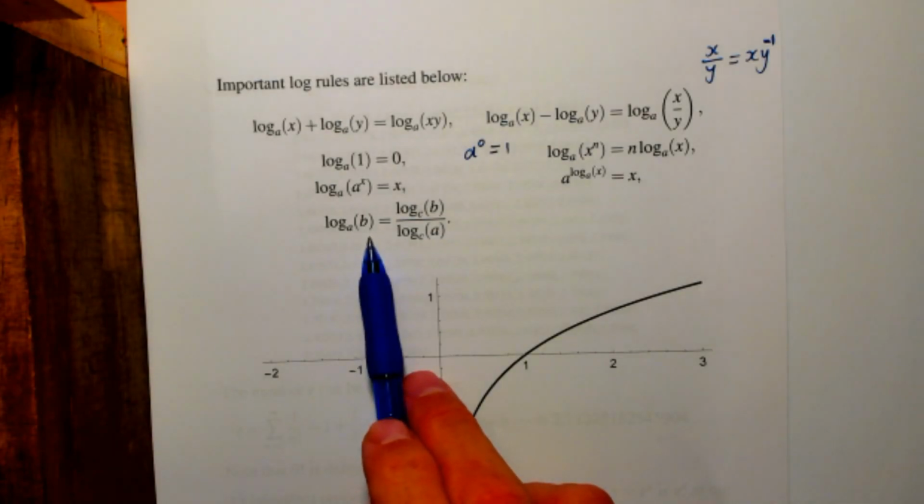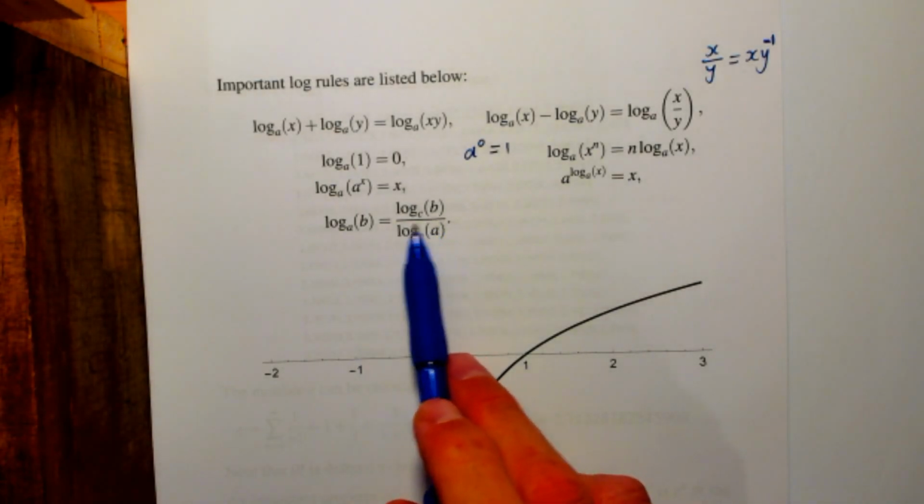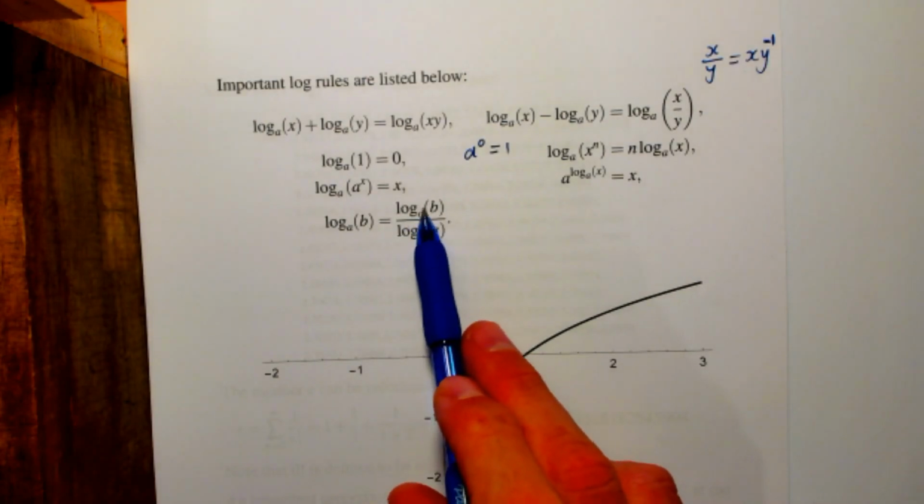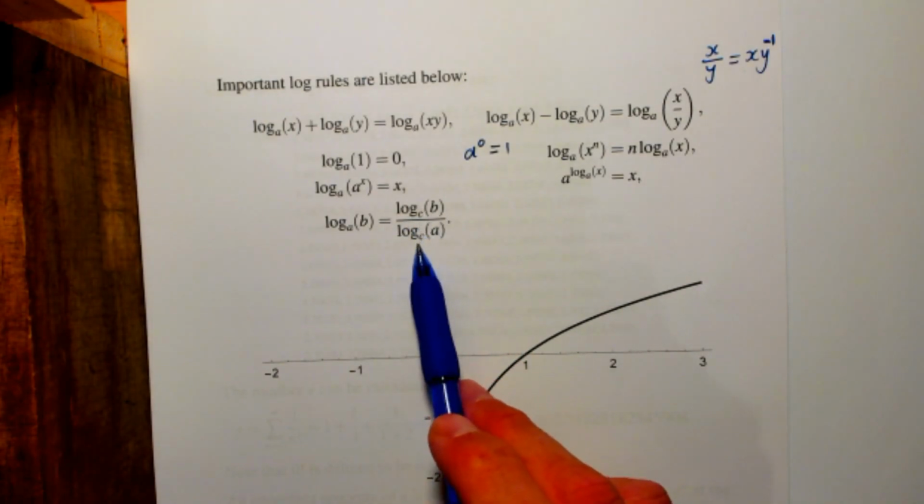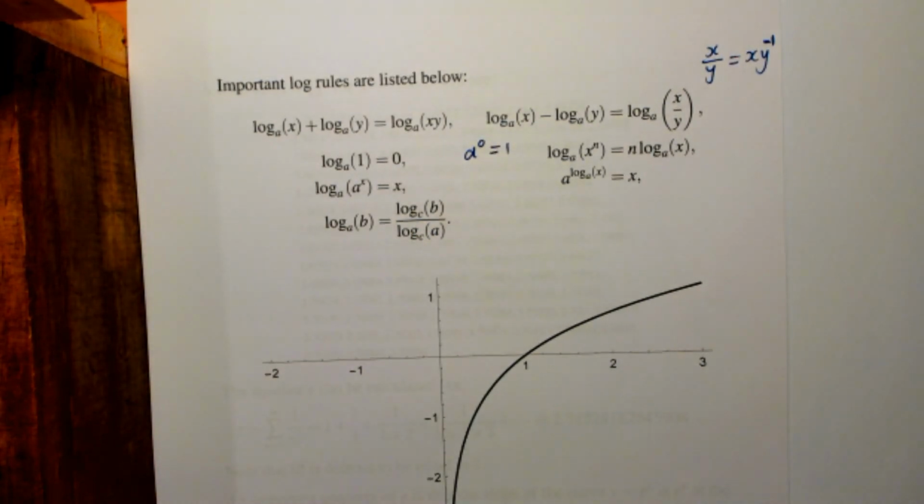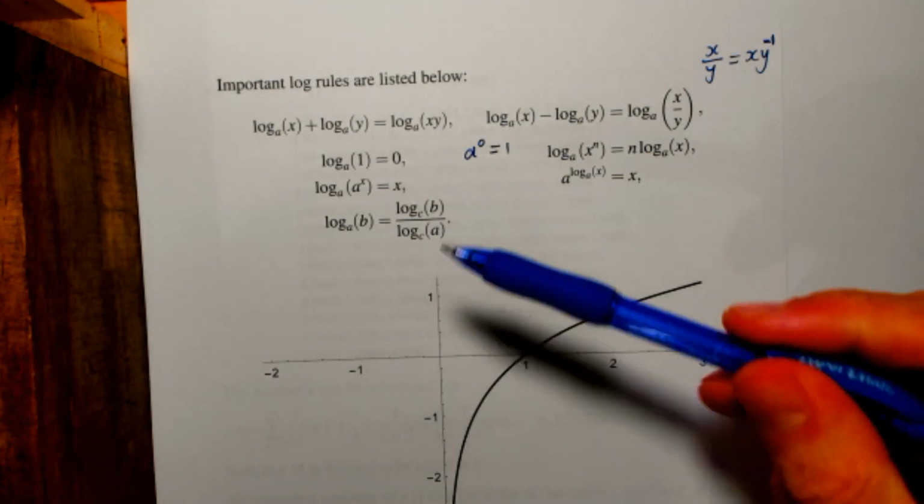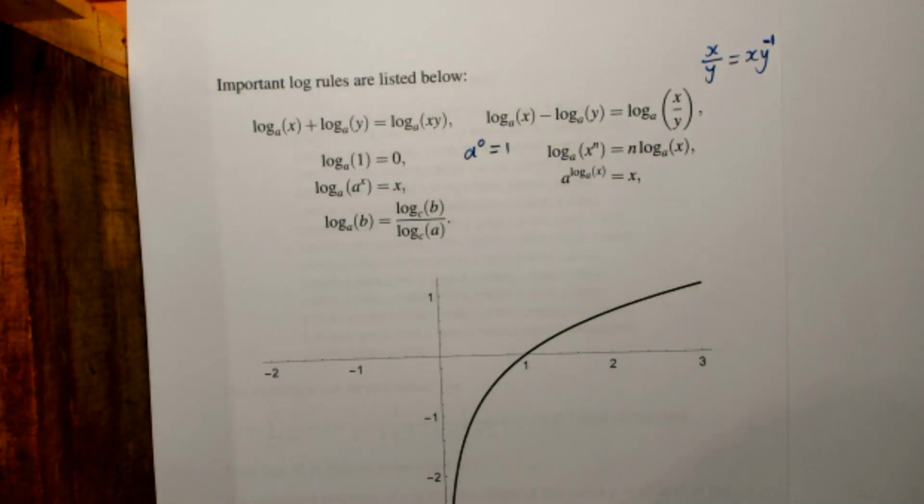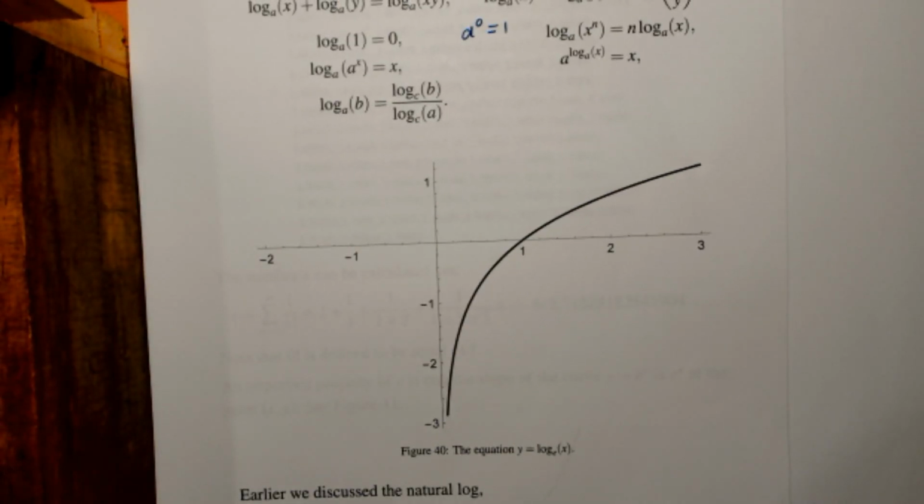And this one here is the change of base rule. So we can put in our own favorite base c. Now usually we would want to choose e or 10 for that. But sometimes we want to choose another number that happens to be involved in the a and the b, to simplify that. Alright, now what we've got here in figure 40 is a plot of the log function.